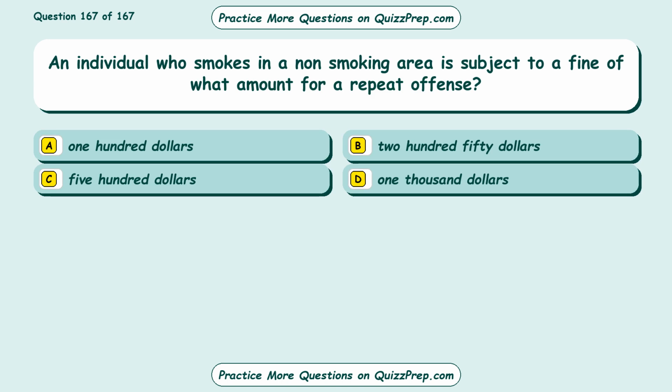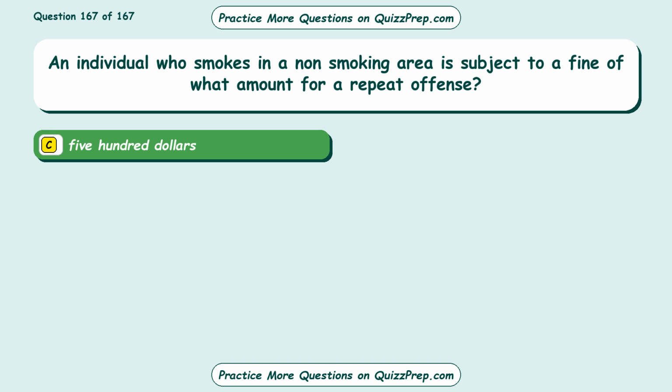Question 167. An individual who smokes in a non-smoking area is subject to a fine of what amount for a repeat offense? Option A, $100. Option B, $250. Option C, $500. Option D, $1,000. The correct answer is option C, $500.